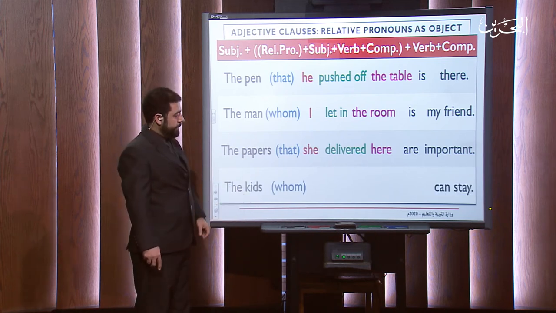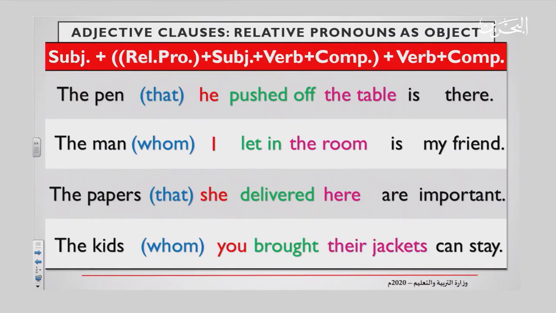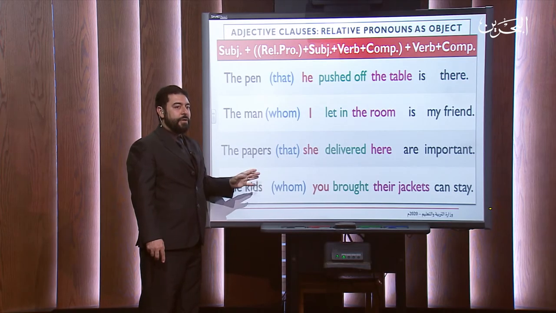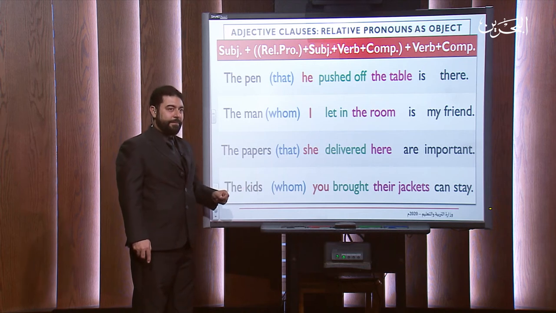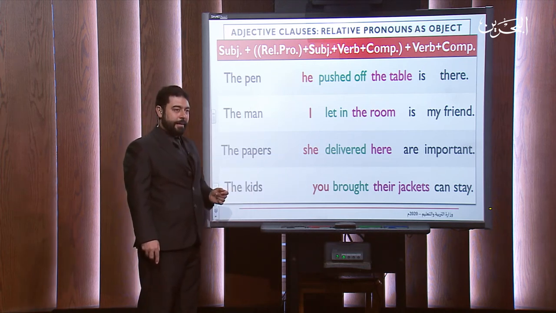The kids can stay. We use whom instead of who. You brought the jackets. Now you brought the jackets, not the kids. Okay, the kids whom you brought their jackets can stay. The kids you brought their jackets can stay. Okay, so without them, all these sentences are correct.